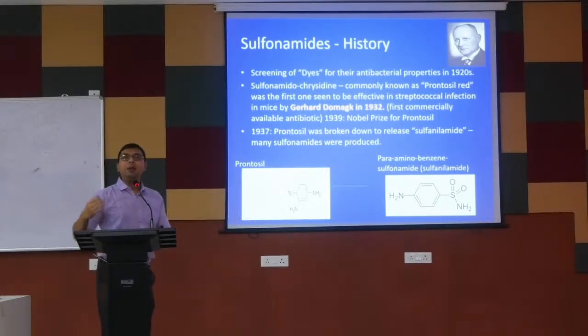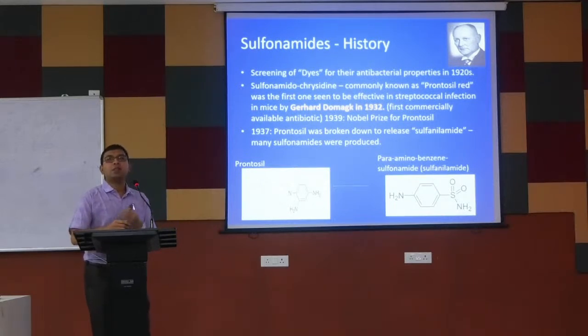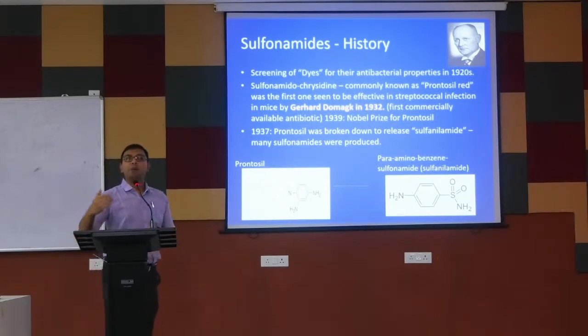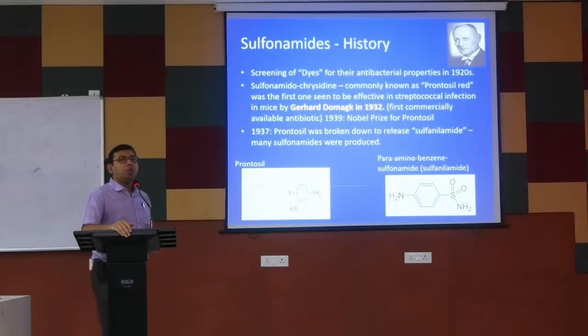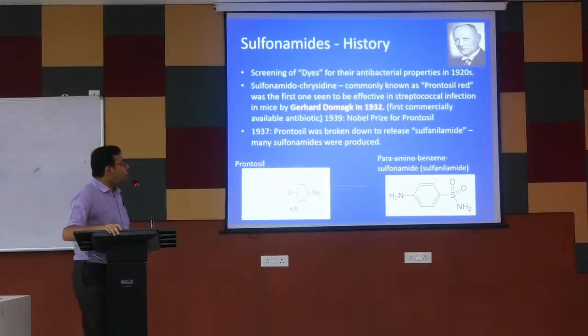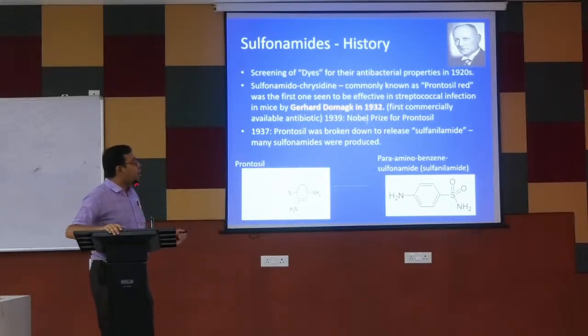Streptococcal impetigo, that is skin infections or throat infections, were quite prevalent in those times, and it had been seen that if patients were given this dye, the infection was treated well. So Gerhard Domagk, in 1932, invented the first commercially available antibiotic, prontosil red, and for this he won the Nobel Prize in 1939.